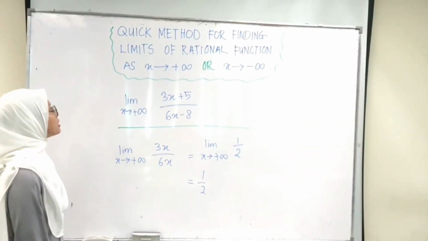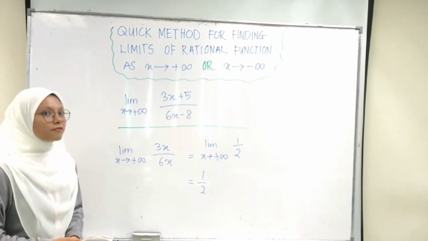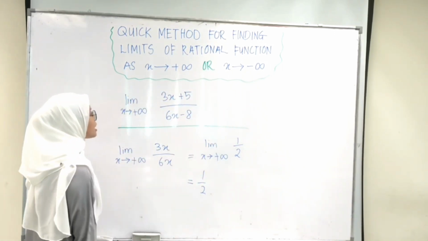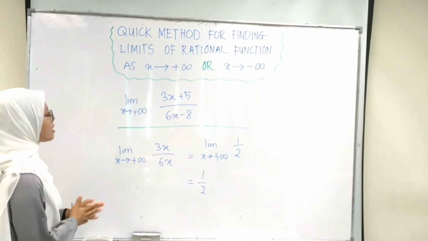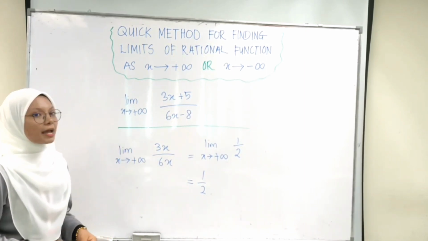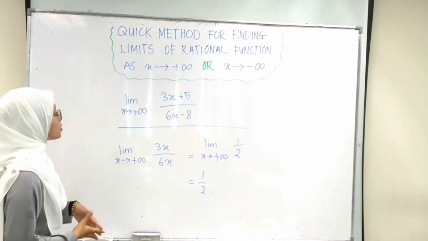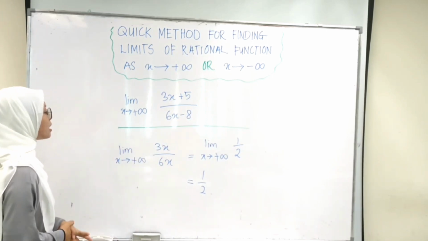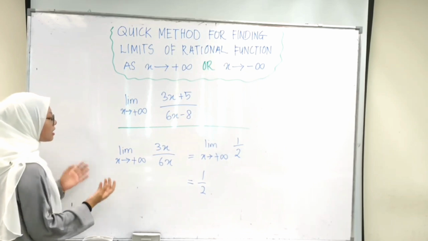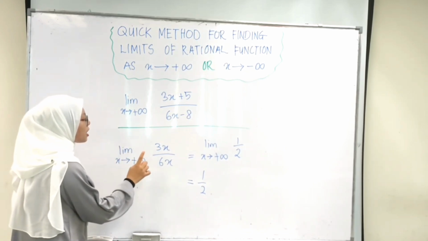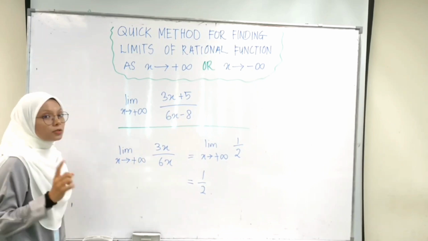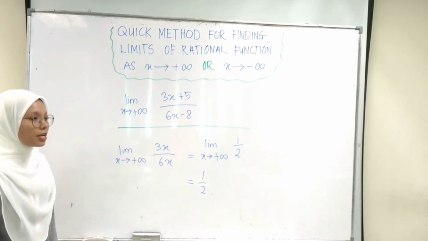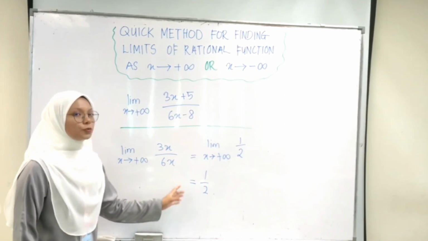As we know how to solve the limits of rational function, we also have a quick method for this situation, as x approaches positive infinity or negative infinity. Here, as you can see, the end behavior of this rational function matches the end behavior of its highest degree terms. Next, the highest power degree of the numerator and denominator is the same. So after we substitute positive infinity into this function, we can conclude that the answer is a real number, which is 1 over 2.